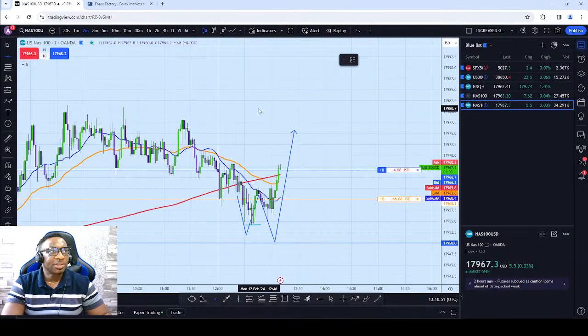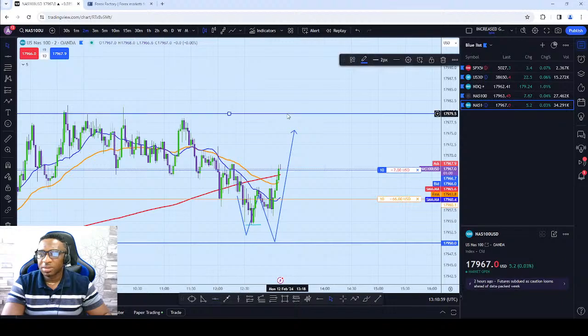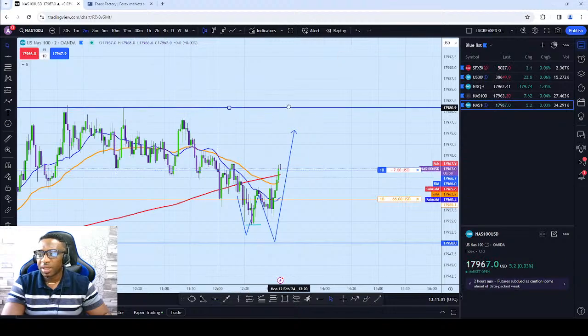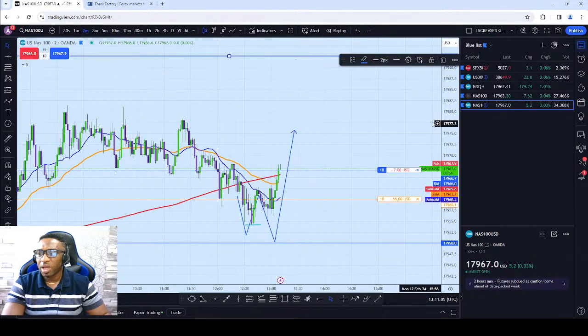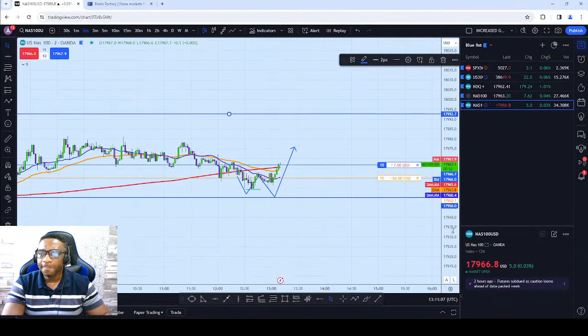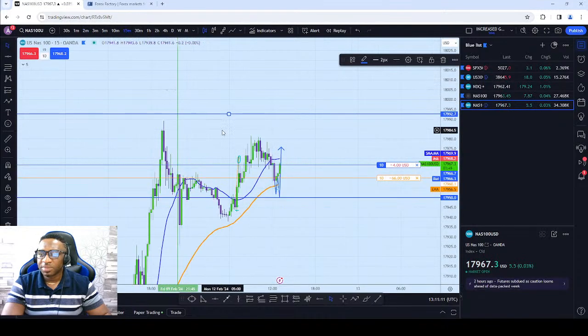US 30 is moving beautifully at the moment. I'm looking at it on my other screen. Let's put the next level. It's kind of way up there. If I go on the 15 minutes, it will be much closer, I think.